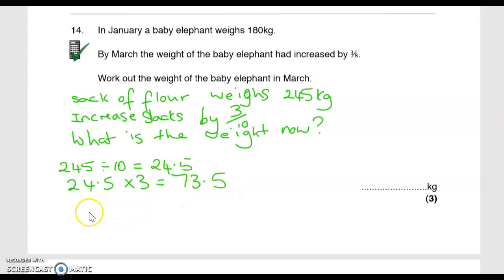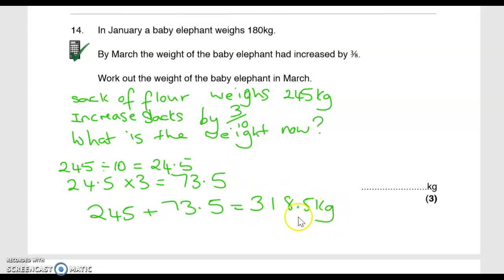So finally we've got to add it on. So we've got 245 plus our 73.5, and this is all kilograms. So 245 plus 73.5 is 318.5 kilograms. And that's how you do it with a calculator.